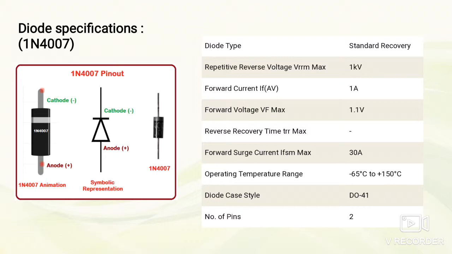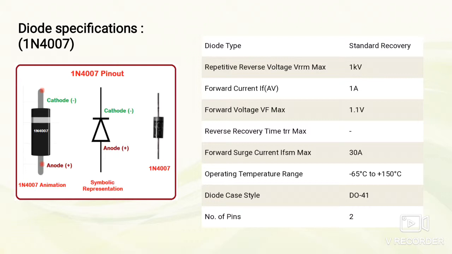Reverse recovery time is the amount of time diode takes to turn off when the voltage across it alternates from forward bias to reverse bias polarity. Ideally it is 0, but practically it is in the range of tens of microseconds, or for some diodes it is nanoseconds also.